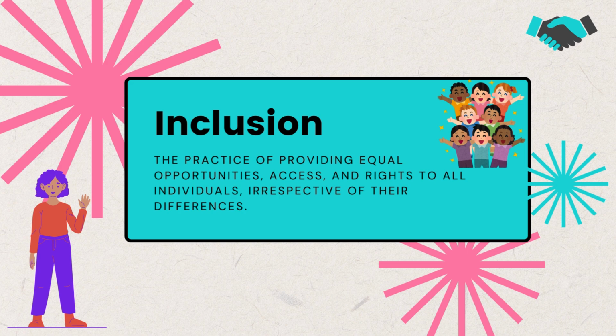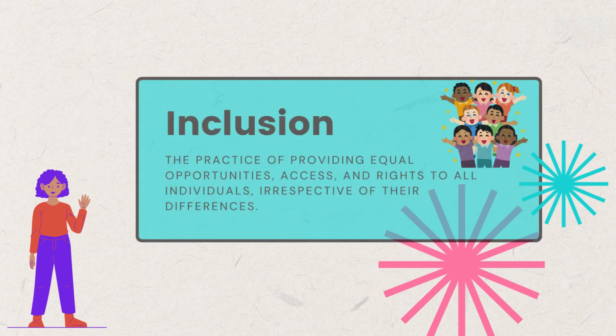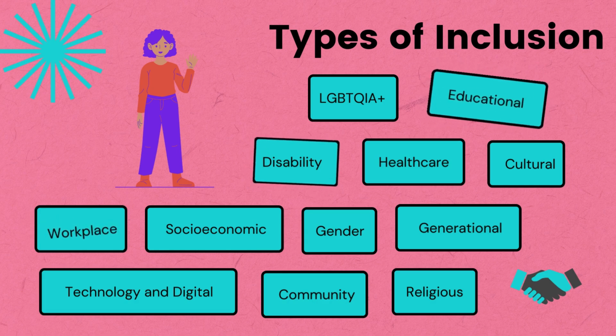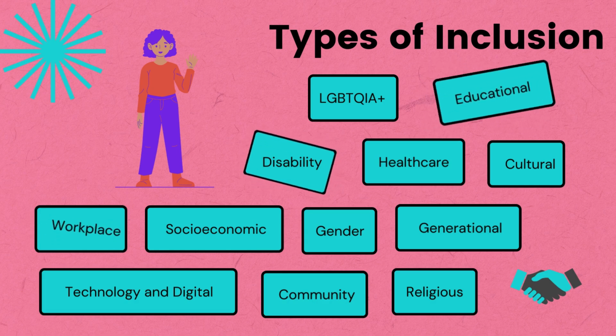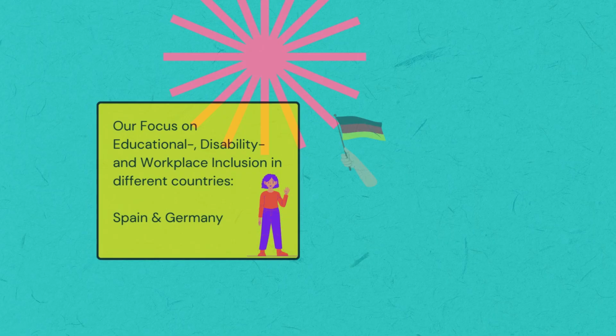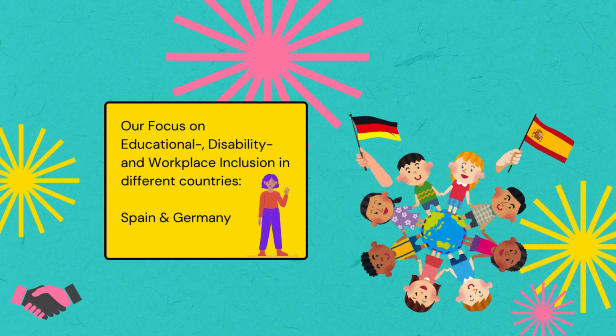Now that you know what's meant by inclusion, let's switch to the different types of it. Here you have an overview of the different types of inclusion. For example, there's educational inclusion, disability inclusion and workplace inclusion, which will be discussed in particular later. Maria and Johanna have focused on inclusion in the area of education, disability and workplace. Maria lives in Spain and Johanna in Germany. So let's have a closer look at each.